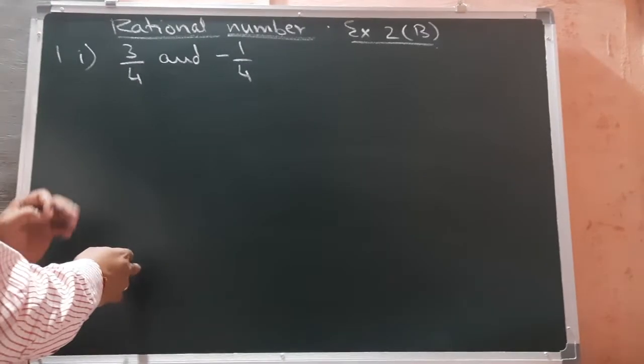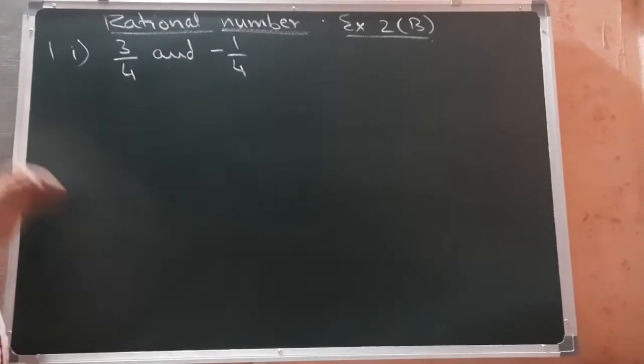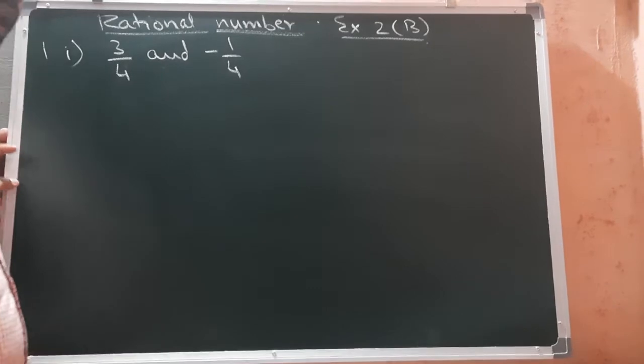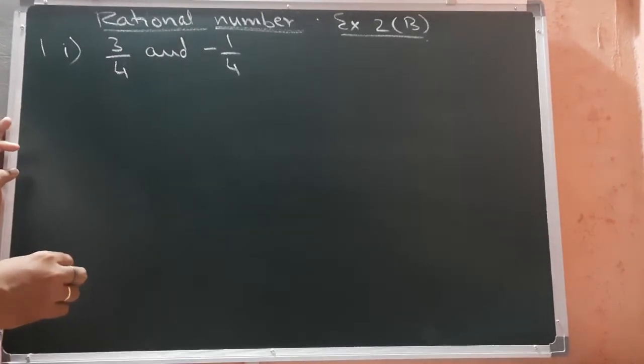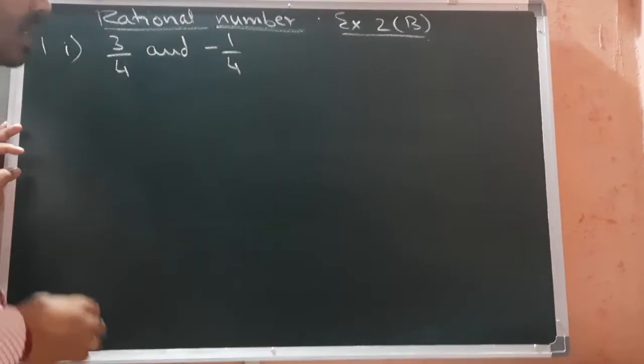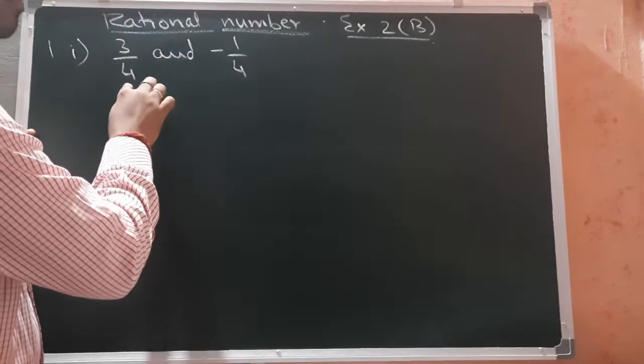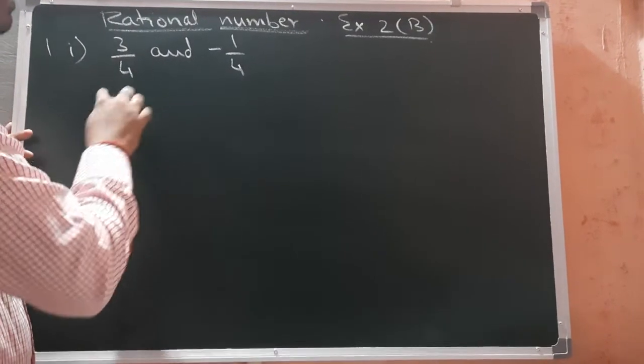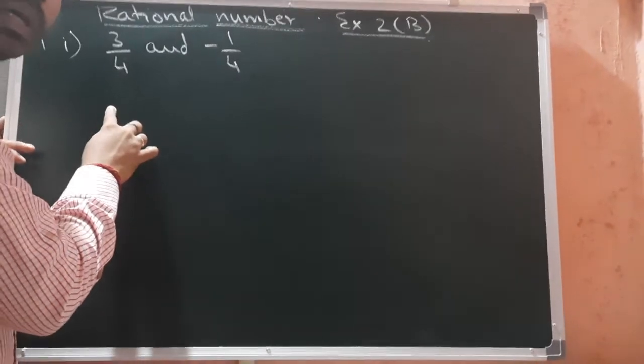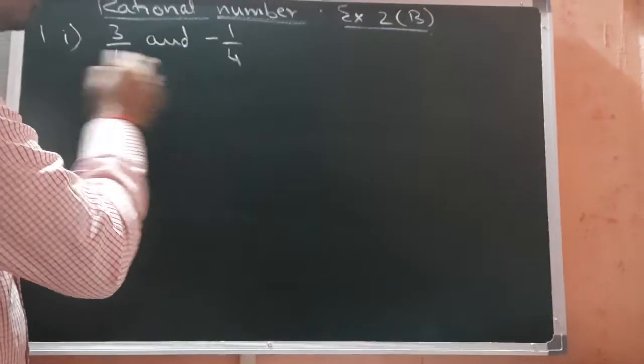Students, today we are going to do rational numbers, representing rational numbers on the number line. Mark the following pairs of rational numbers on separate number lines. Right now, a pair of rational numbers is given. We have to represent it on the number line. So first of all, we have to see the rational numbers' denominators.